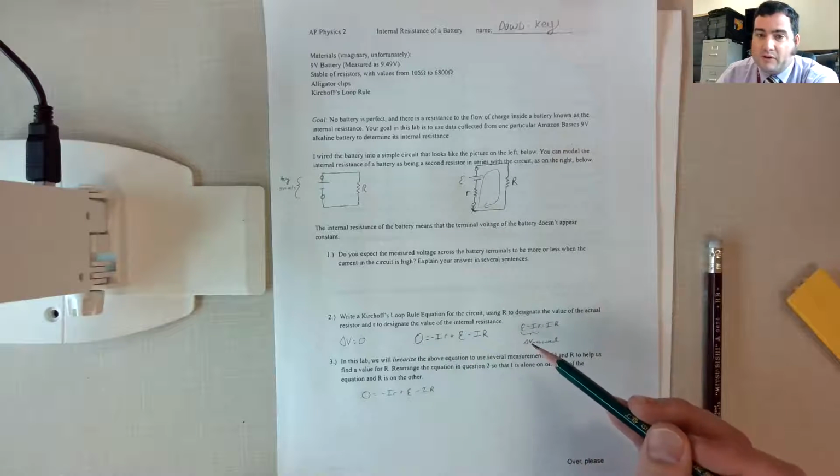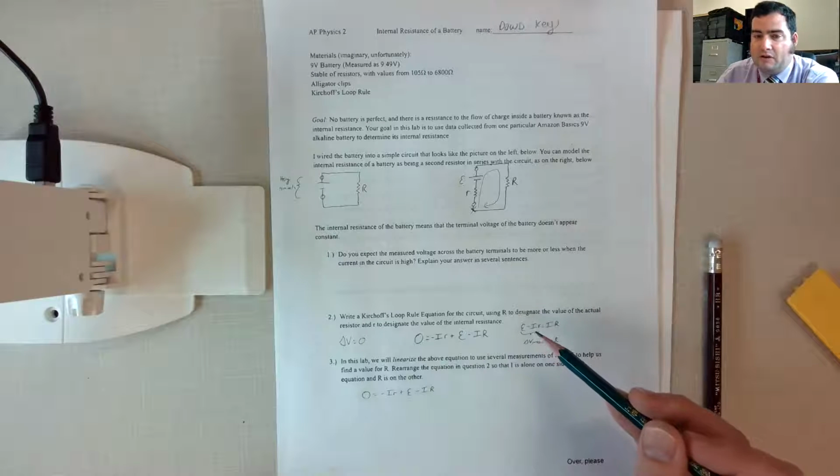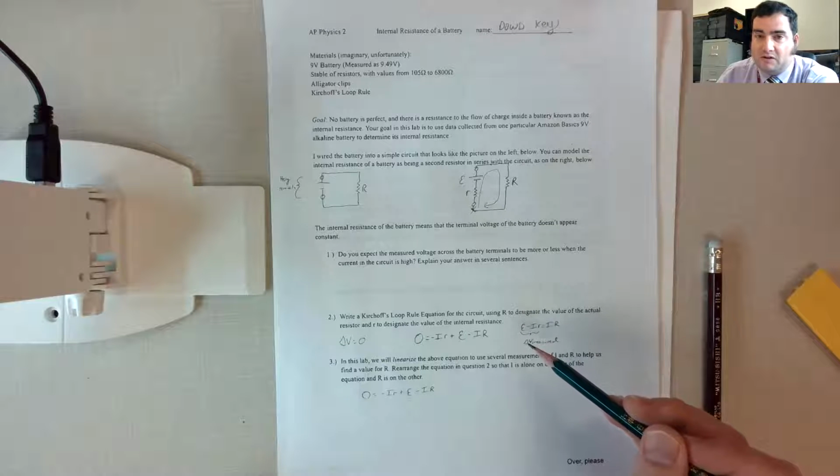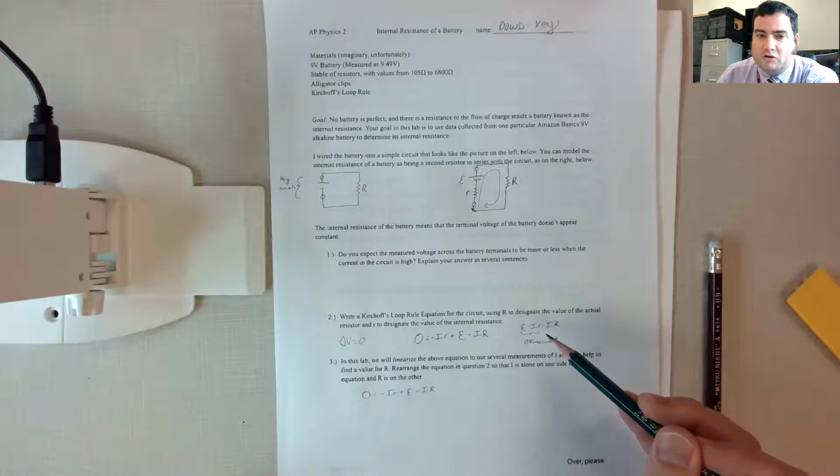And if we were to measure voltage, we saw in class that the more current there was, the measured voltage across the battery seemed to decrease. And this equation really shows why.